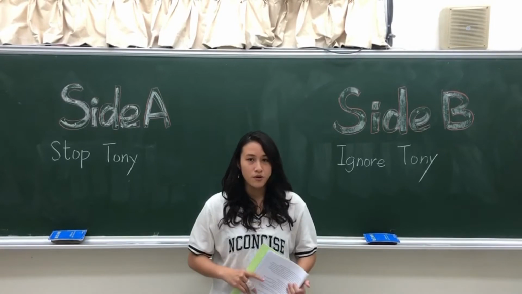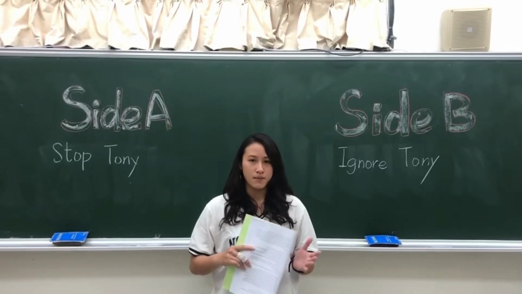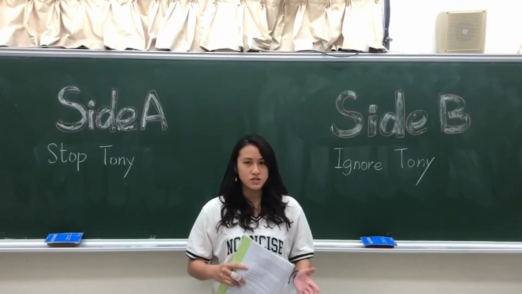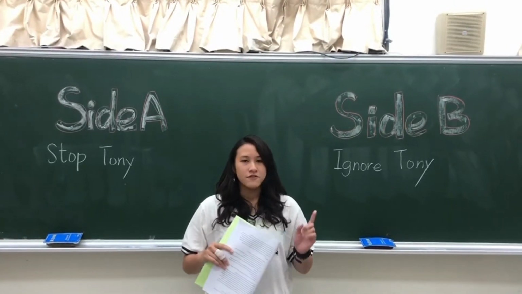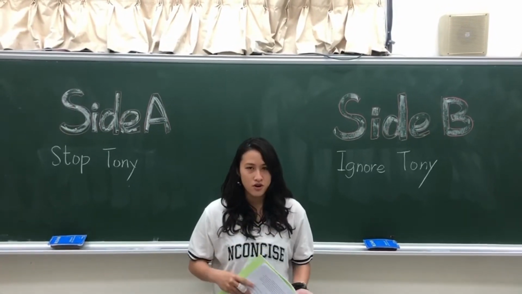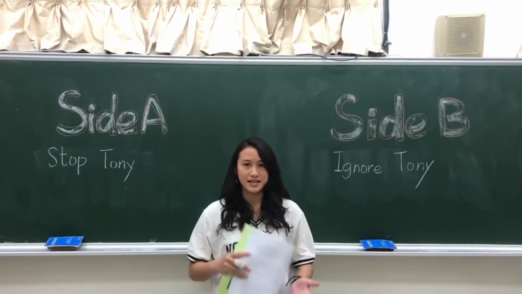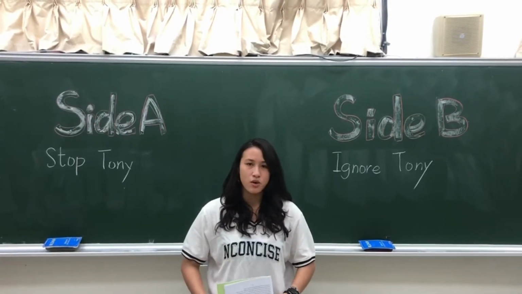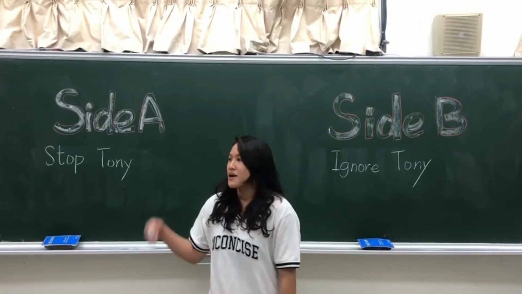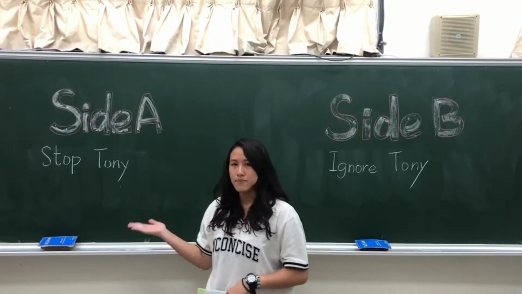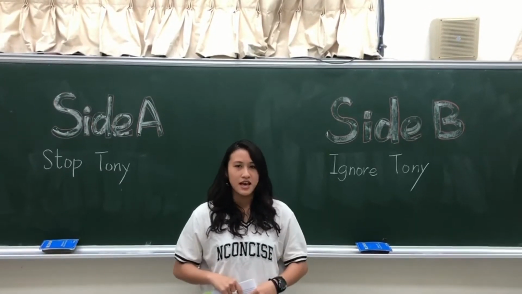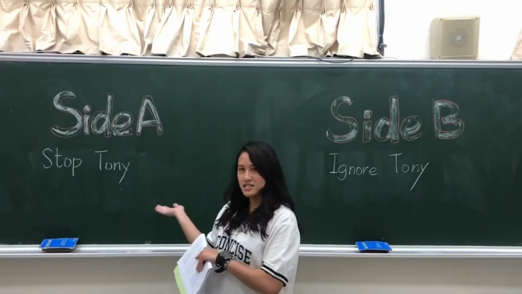And in this example, Miss Lin, who is a teacher, observed the situation, and first she tried to stop those students who always use the cell phone. First she tried to stop Tony, but Tony just ignored her and kept playing with his cell phone during the class. So in this situation, what should Miss Lin do? We have side A and side B. In side A, we will talk about how Miss Lin should stop Tony, and in side B, we talk about how Miss Lin should ignore Tony. So now we will let side A talk first.